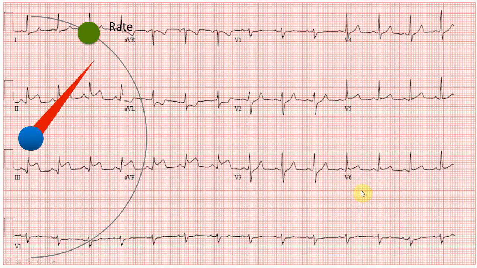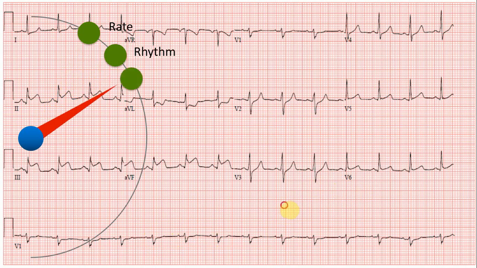After the rate, once we are happy with that, let's look at the rhythm. As you can see here, there is a P wave followed by QRS complex, P wave followed by QRS complex, P wave followed by QRS complex. So every P wave is followed by a QRS complex. There is a bit of happy marriage between the P wave and the QRS complex. So this is a sinus rhythm, no doubt about that, and it is regular.